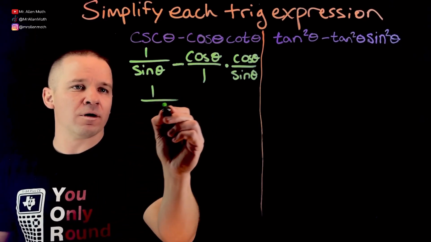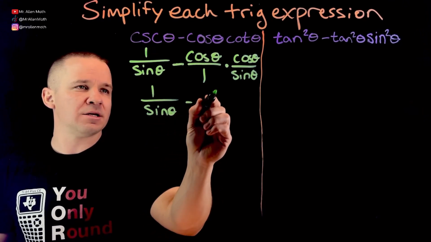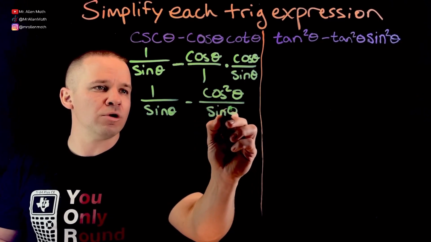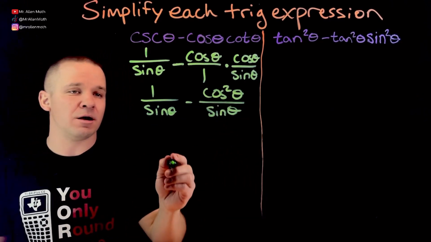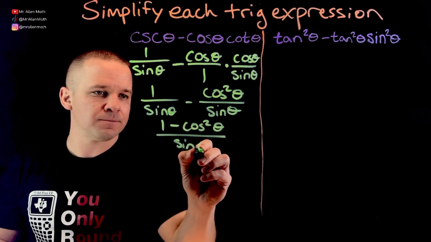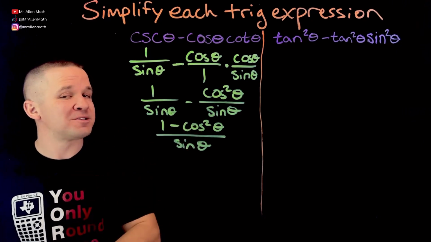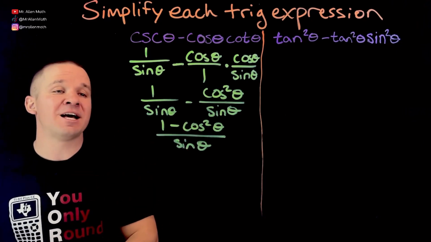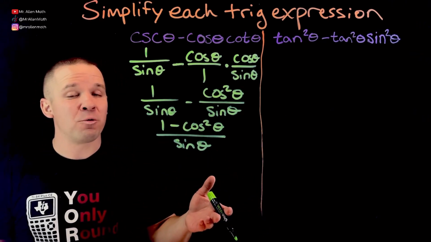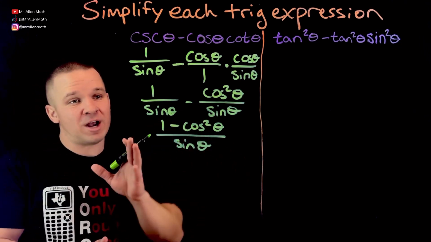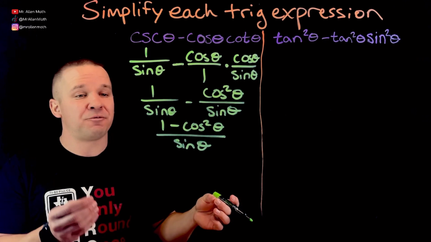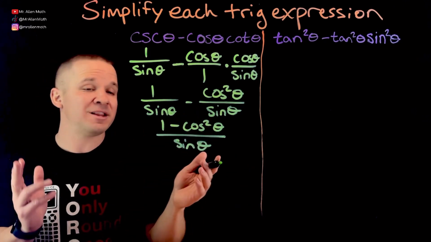So I have 1 over sine theta minus, this is cosine squared, right? Cosine squared theta over sine theta. Ooh, you know what? We have ourselves a common denominator here. So I'd have 1 minus cosine squared theta over sine theta. 1 minus cosine squared theta, that's a Pythagorean identity, right? Cosine squared theta plus sine squared theta equals 1. So if I were to subtract cosine squared, I'd be left with sine squared equals 1 minus cosine squared. And that's exactly what we're going to do.